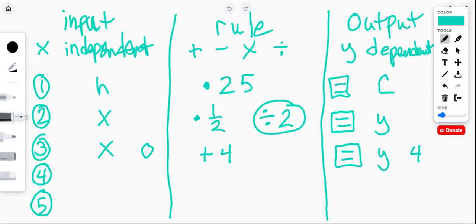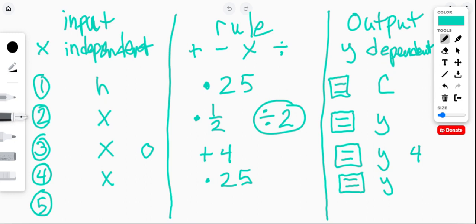Okay, and then question number 4, which situation is going to be described as y equals 25 times x? So x multiplied by 25 equals y as the output. So you're going to check the situation where you have x being multiplied by 25 and then equals the output of y.